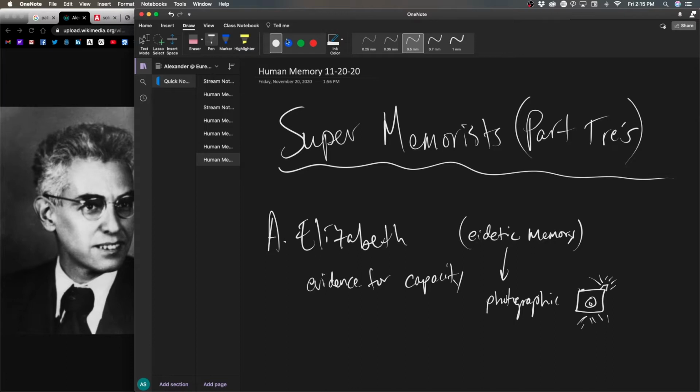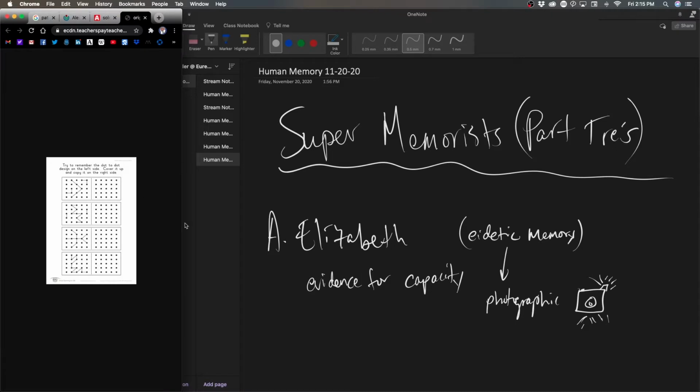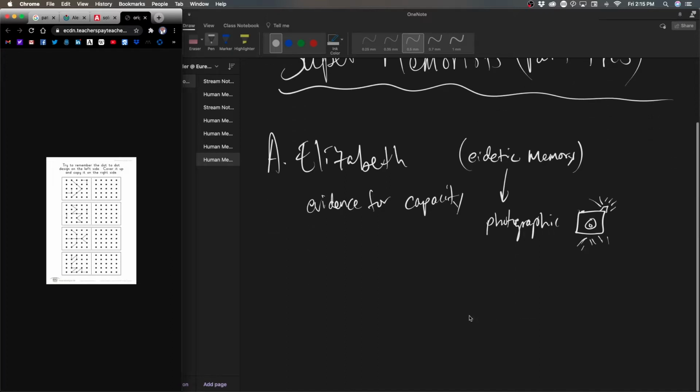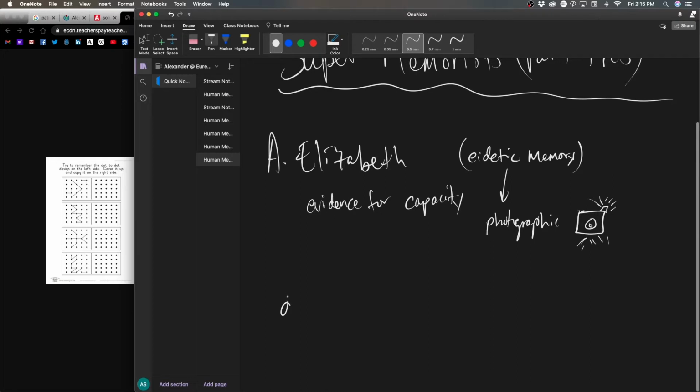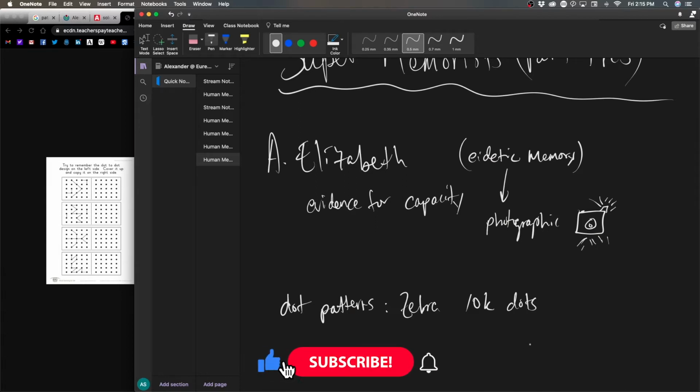So she would do these kinds of dot patterns. Okay. And she could do a lot of them. So there's a famous case of a dot pattern of a zebra. So the dots formed a zebra, okay? 10,000 dots. So this is how she learned them, okay?